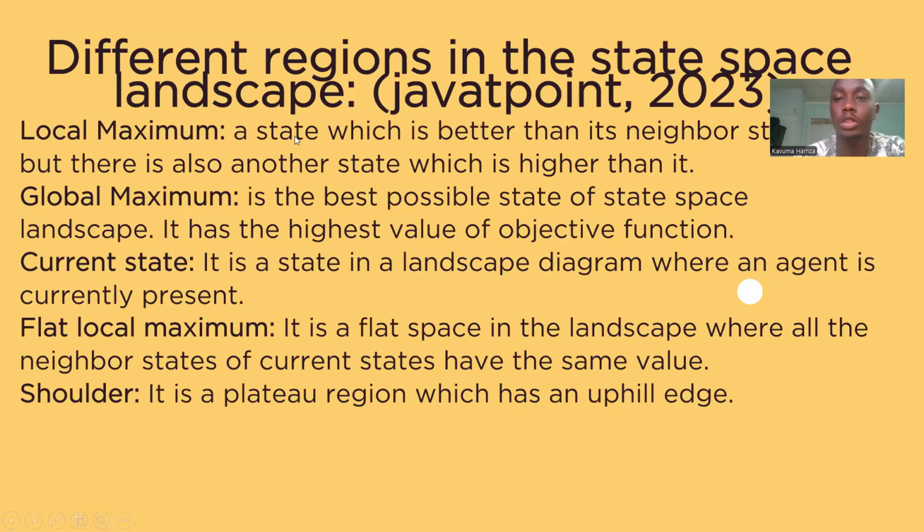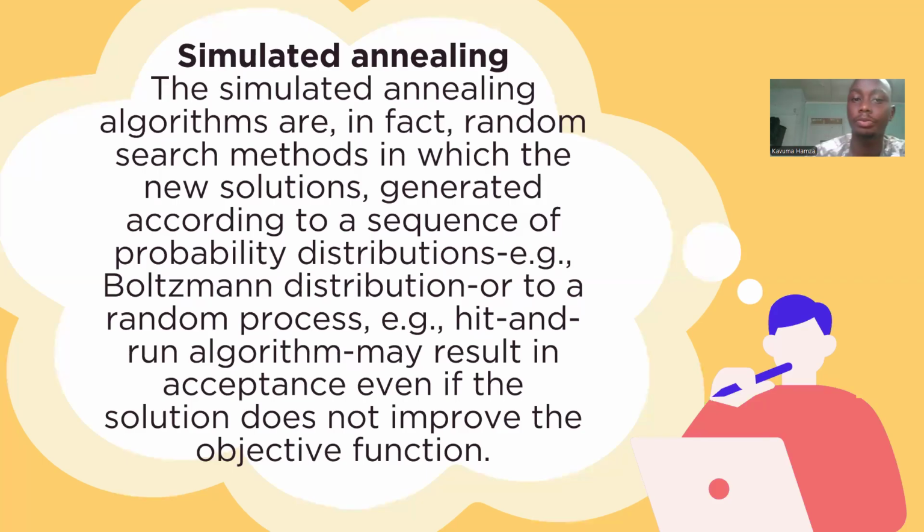So in the different regions in the state space landscape, we have a local maximum, which is a state that is better than its neighbor states, but there's also another state which is better than it. Then the global maximum is the best possible state in the state space graph. And then the current state is the state in the landscape diagram where the agent is currently present. A flat local maximum is a flat space in the landscape where all the neighbor states of the current state have the same value. Then the shoulder is a plateau region which has an uphill ridge.